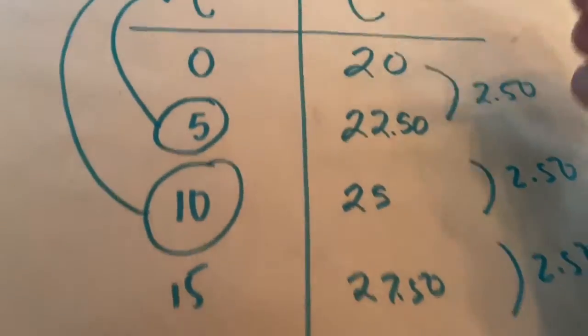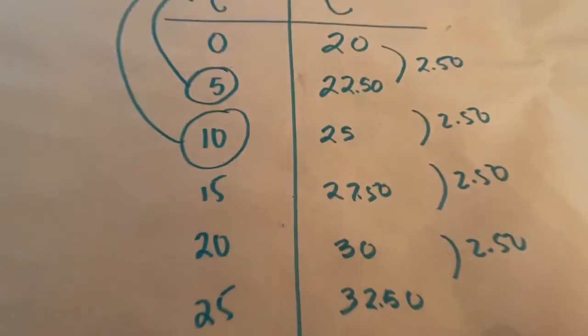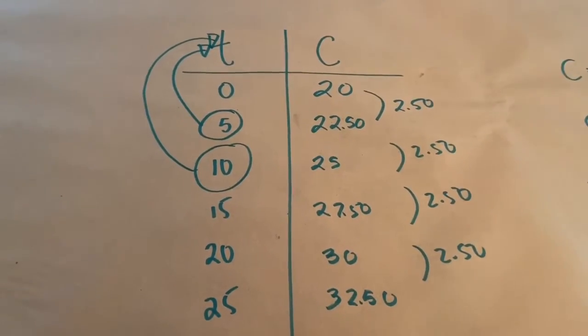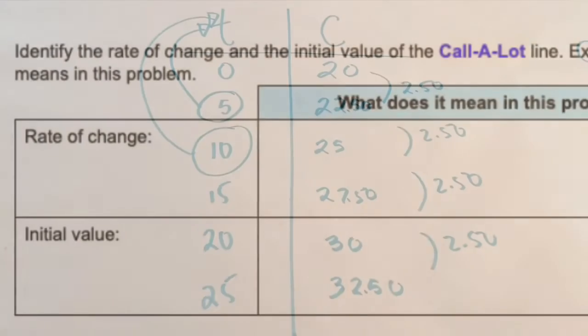So you could use the equation for the rest of these numbers, or you can just follow the nice pattern. So this would be the table of values for the first cell phone plan.